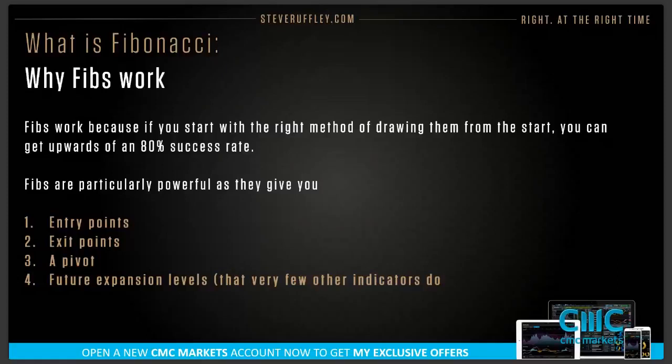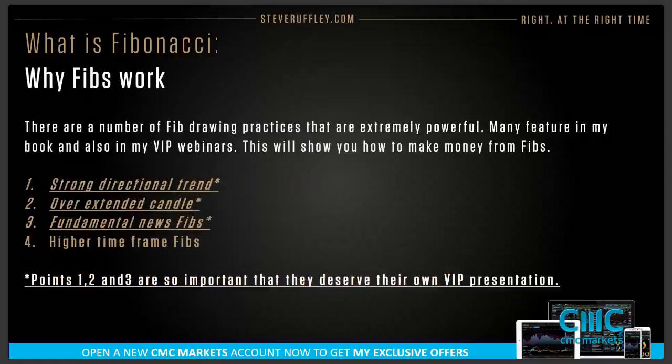So again, the fibs, really going back to that, a particularly powerful thing to use, because unlike many other indicators that just give you an idea of direction, or maybe that all-important confirmation, what you get with the Fibonacci is an entry point. You also get an exit point, a pivot, and future expansion levels that other indicators just won't give you. So there are a number of fib drawing practices that are extremely powerful. Many feature in my book, also my VIP webinars. So again, these are things that show you how to make money from fibs.